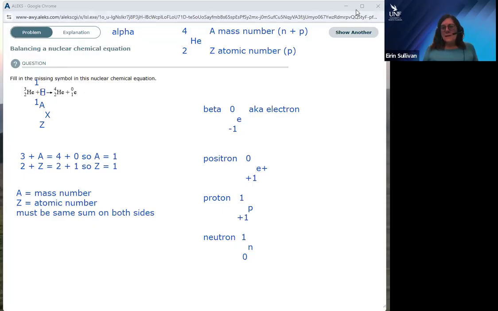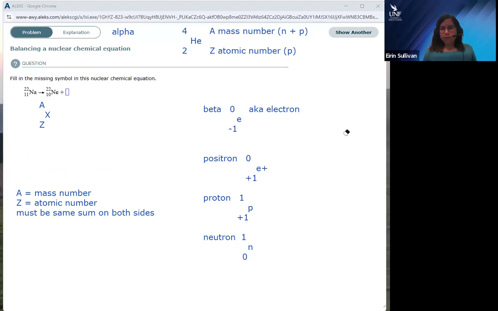Okay, so I guess I can look and see if there's another one just to get us a little bit more experience, because those are fairly quick and easy to answer. All right, so this time we are looking at what the mystery symbol is on the product side. So again, we can try and work out what A is and what Z is. And if Z changes, then the identity of the element of the daughter nuclide is going to be different.